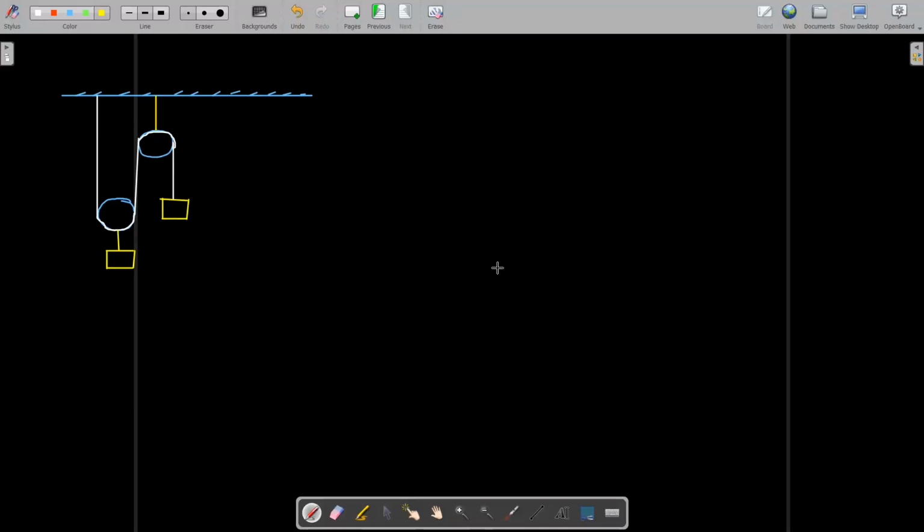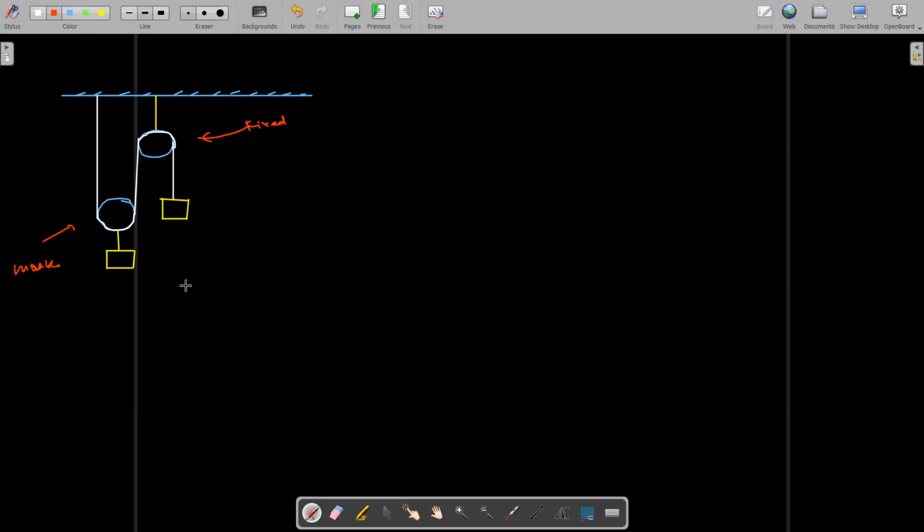Okay, so in this problem, two pulleys are connected here. One is connected to the ceiling and this is a fixed one. So this one is a fixed pulley and this one is actually a movable pulley.